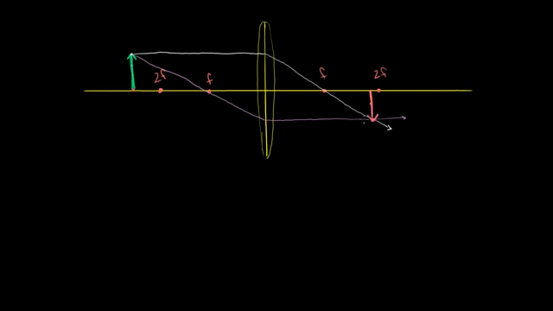So it's going to be a real image. The rays actually converge here. So it is a real inverted image. It was pointing up before, now it's pointing down. And in this situation, it's actually going to be smaller than the original. It's a real, smaller, inverted image. Let's do a couple of other scenarios.